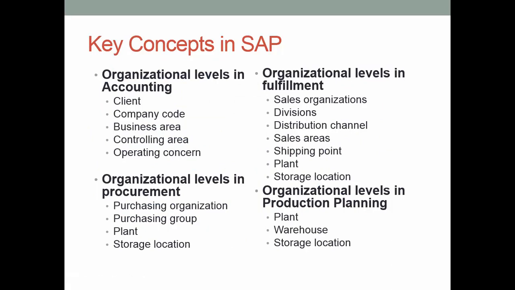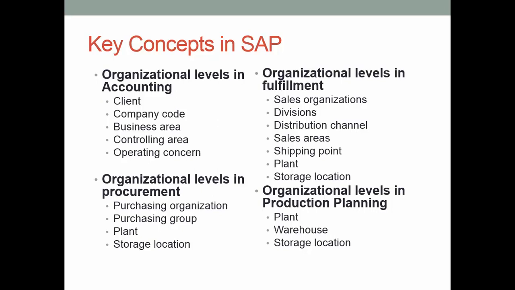Key concepts in SAP: organizational levels in accounting tend to be things like client, company code, business area, controlling area, and operating concerns. Organizational levels in procurement that you saw last year would be purchasing org, purchasing group, plant and storage location.